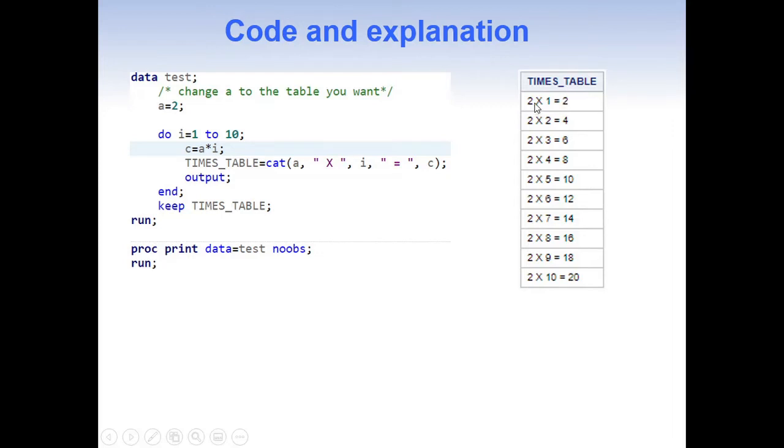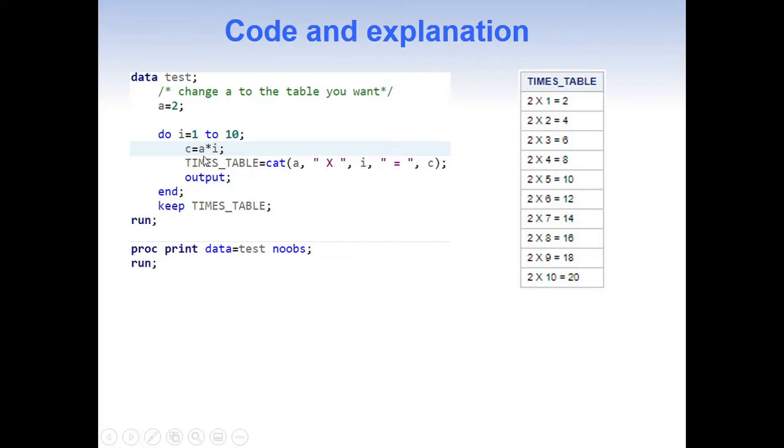So the leftmost value, that is 2, we can easily get by writing a equal to 2, and 1 to 10 we can get by using a do loop, wherein we are saying do i equal to 1 to 10, and also we are using an output.